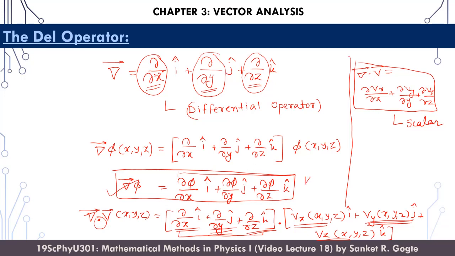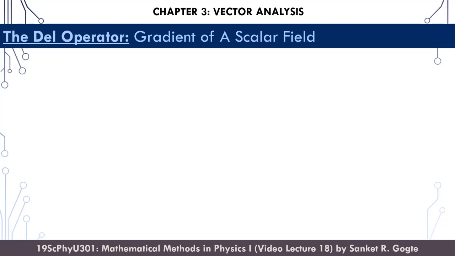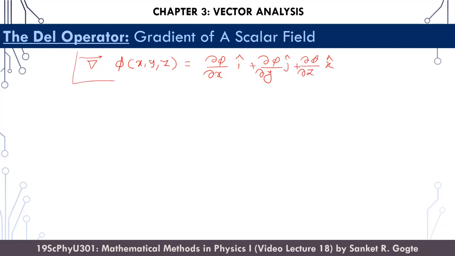And remember, this is a vector field. Let's now consider the operation of this del operator in more detail. Suppose I have a scalar field phi, and I am operating this del operator onto the scalar field, which is equal to dou phi by dou x into i plus dou phi by dou y into j plus dou phi by dou z into k.